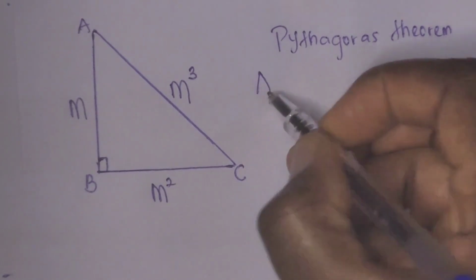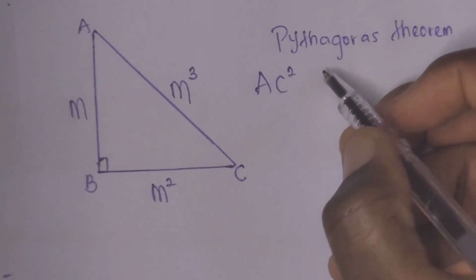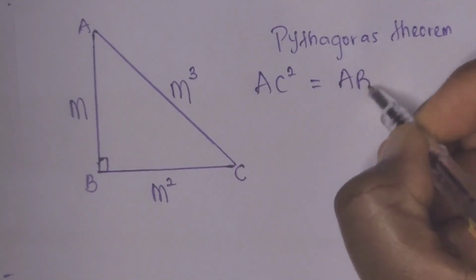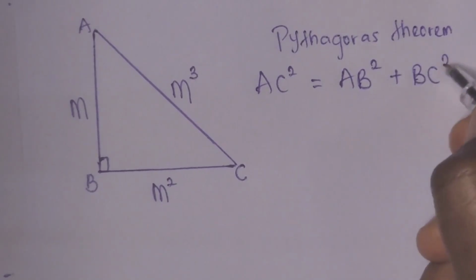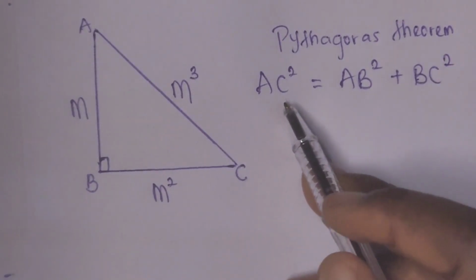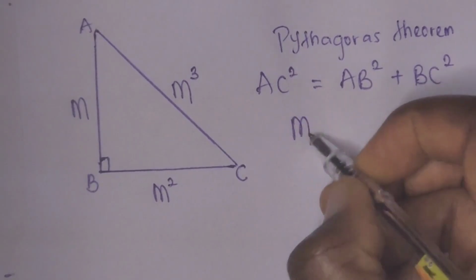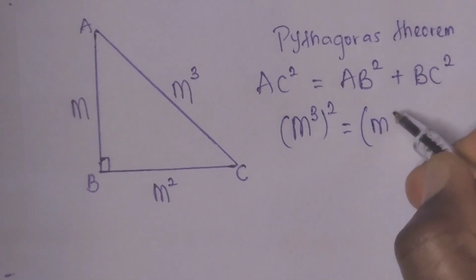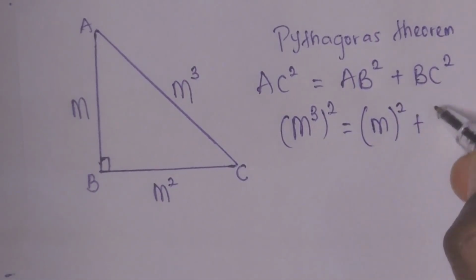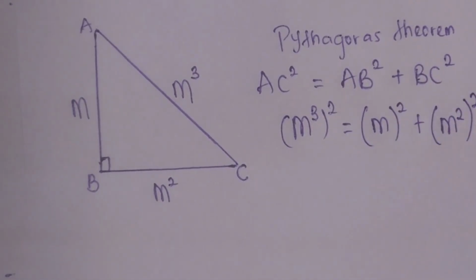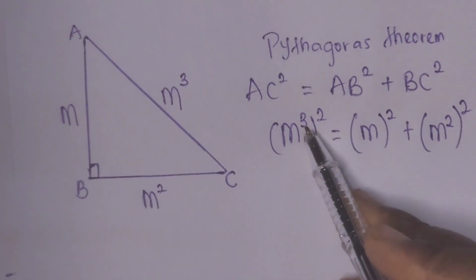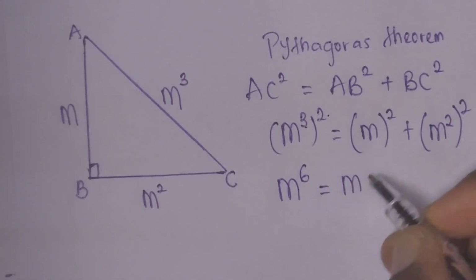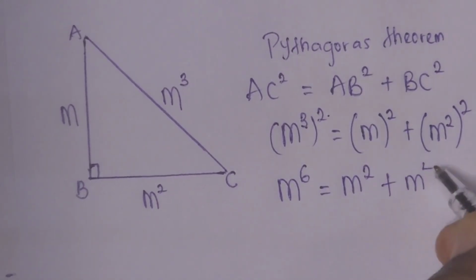Where we have that AC to the power of 2, which is the hypotenuse, equals AB all squared plus BC all squared. So when we input these values, our AC is m to the power of 3 all squared, equals our AB is m all squared plus m squared all squared. So from here we have 3 times 2, we have m to the power of 6 equals m squared plus m to the power of 4.